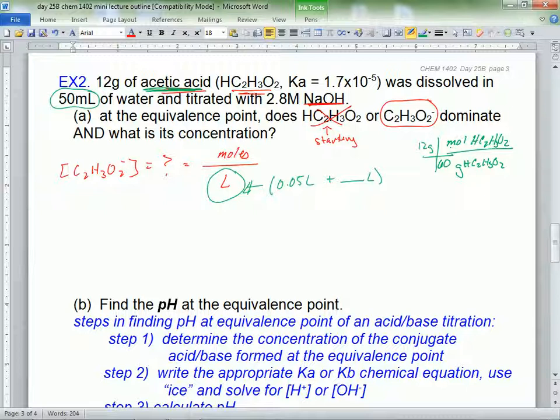60. Okay. So we'll take 12 over 60. What'd you get? 0.2. Okay, so that goes right here. You have 0.2 moles. So the denominator needs liters. How do we get the liters? What would you do now? How are you going to get this part?